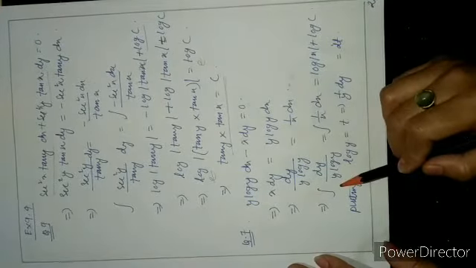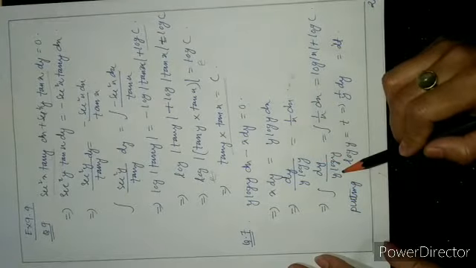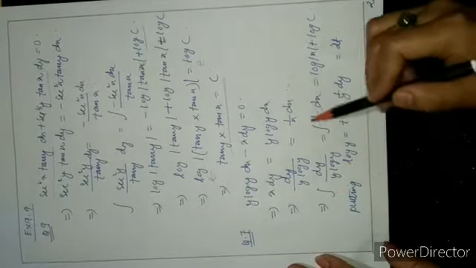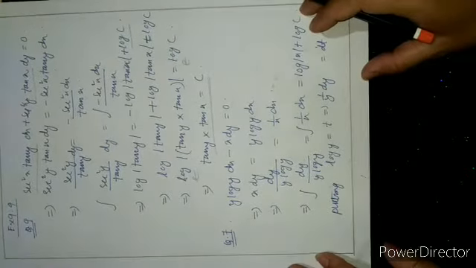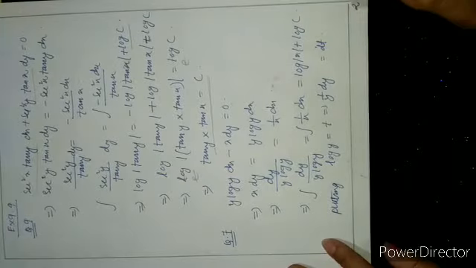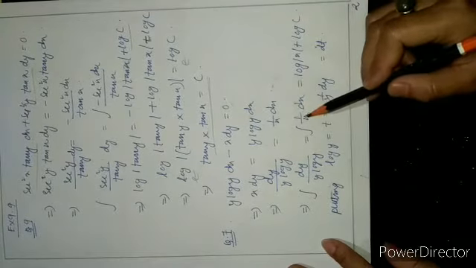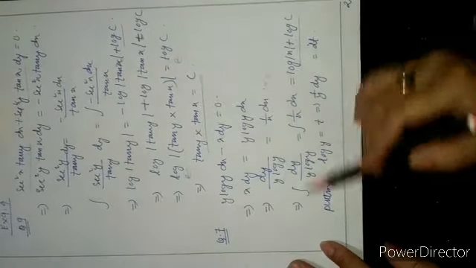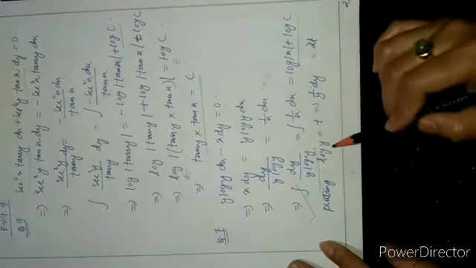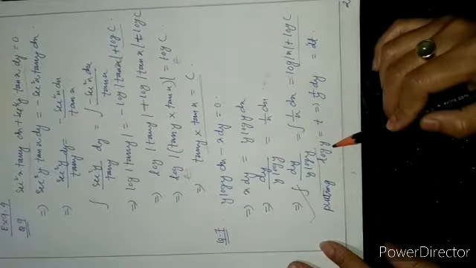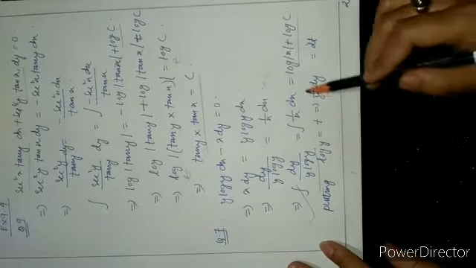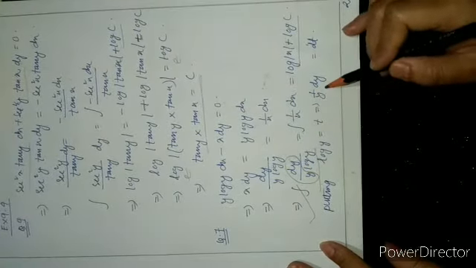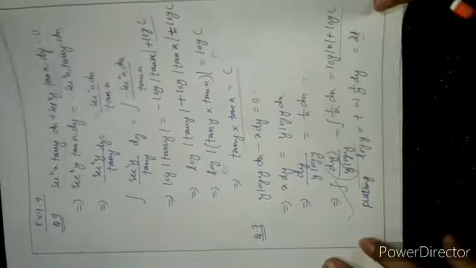And integrating on both sides of the equation: dy divided by y log y is equal to 1 by x dx. Integration of 1 by x dx is log modulus of x plus log c. For the left hand side integral, by the substitution method, let log y is equal to t, then 1 by y dy is equal to dt.